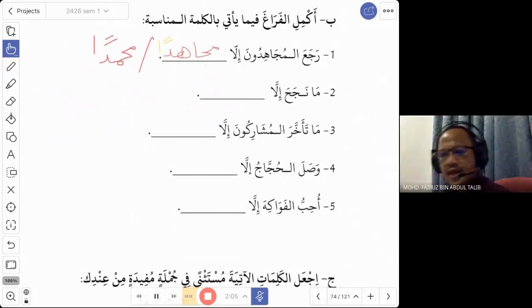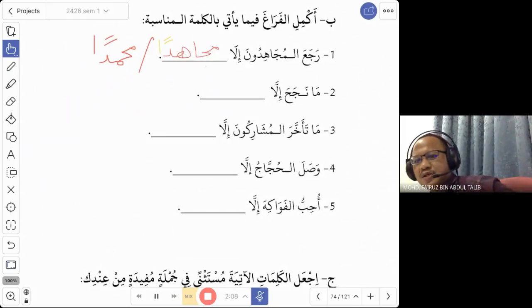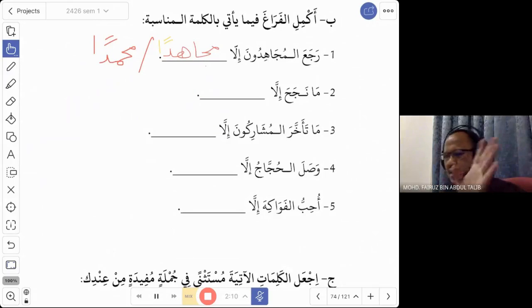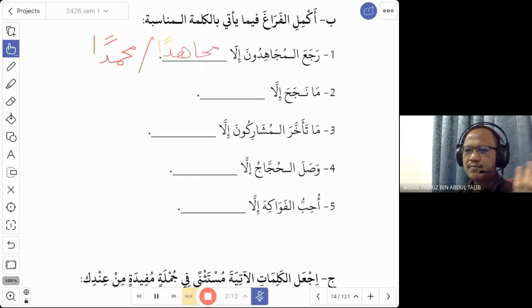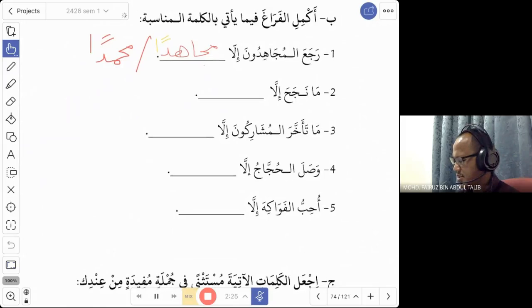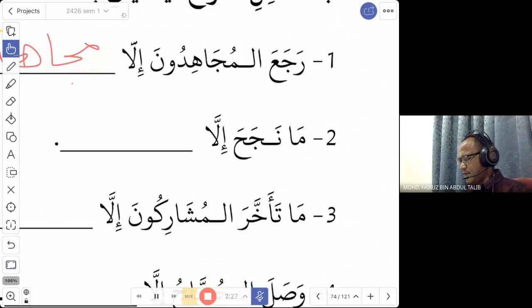Sahih. Now we come to the second jumlah. Ma najaha, did not succeed. Ma najaha illa. Did not succeed. They did not mention anybody. They just say illa, except. Only this guy has succeeded. So who is this guy? Lucky guy who has succeeded. Or lucky person. Ma najaha illa.